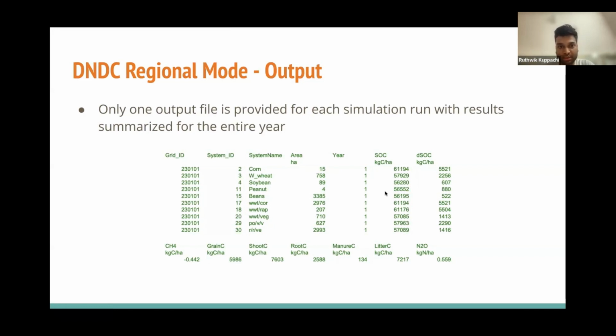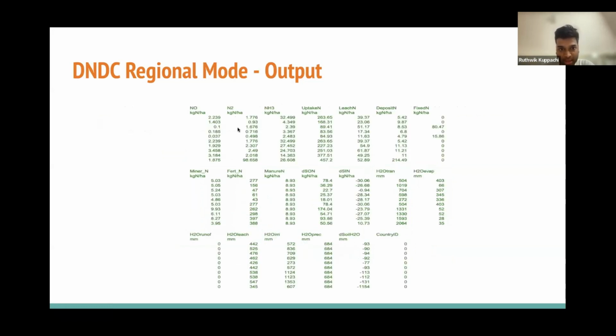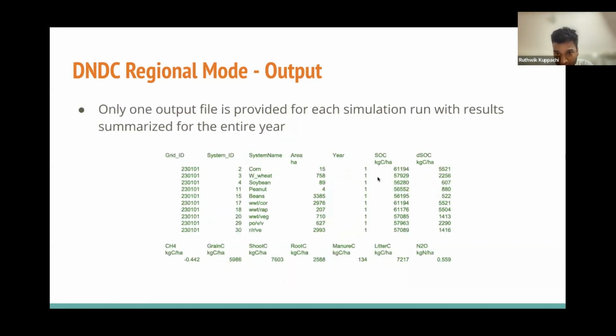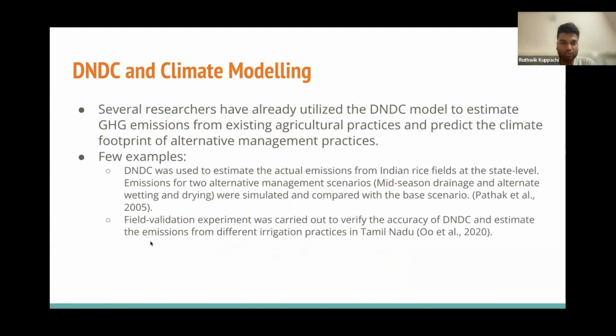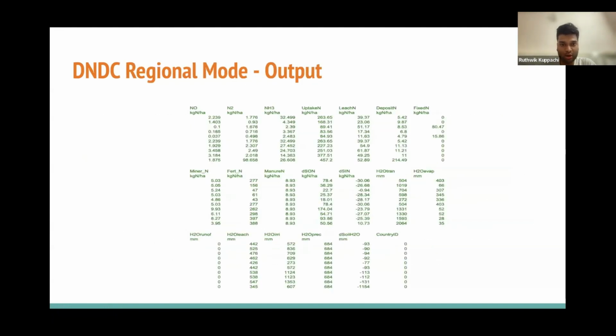But the information contained is really similar. It contains information about the nitrous oxide emissions, nitric oxide emissions, dinitrogen emissions, ammonia emissions. And if you saw here, methane emissions. All of that information is also provided in the regional mode. It's just a slightly different format. So yeah, that was the regional mode output.